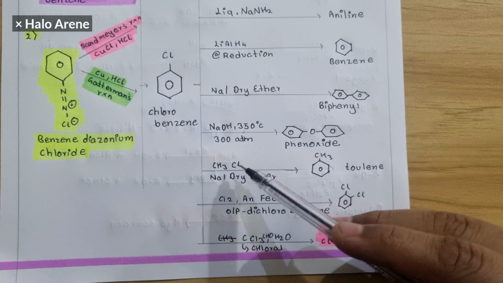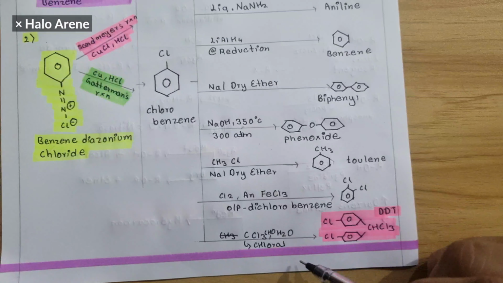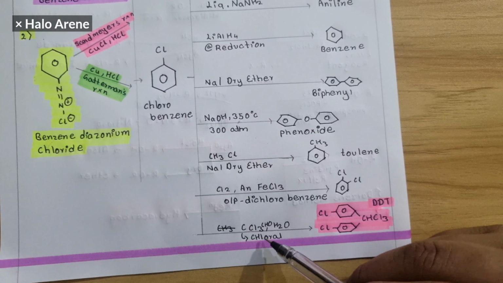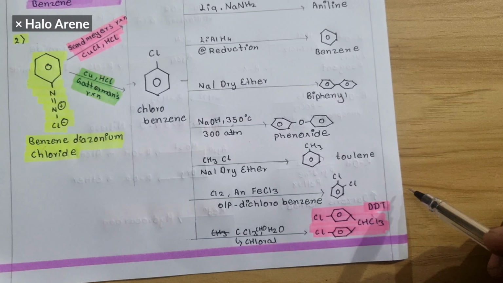Chlorobenzene reacts with chloromethane in presence of sodium and dry ether, it forms toluene. When it reacts with chloral, it forms DDT, that is dichlorodiphenyltrichloroethane.